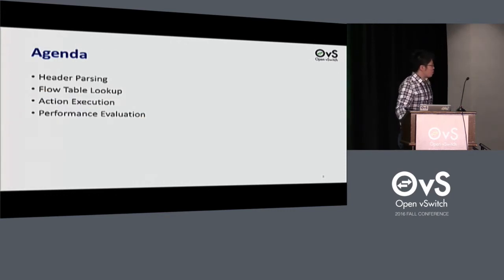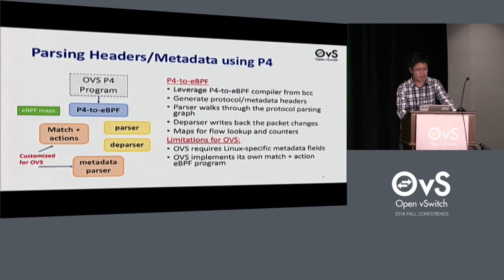In the next couple of slides, I'm going to dig more into the implementation part. We'll talk about how to implement the header parsing, flow table lookup, and action execution using eBPF. And finally, we'll show some performance numbers.